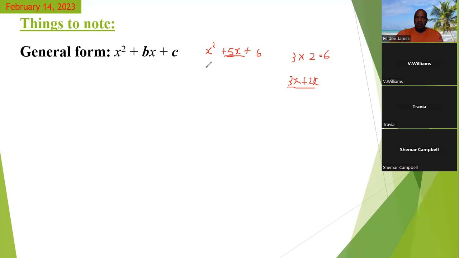So we will now have x squared plus 3x plus 2x plus 6.